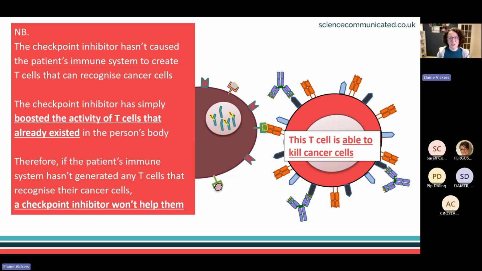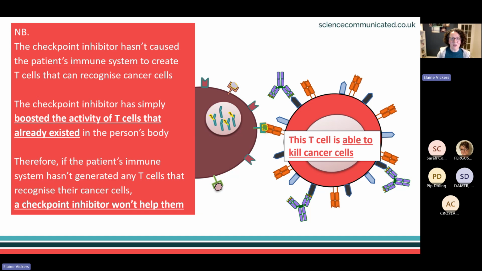But what you haven't done is help the immune system recognize that the person has cancer. You haven't created neoantigens for dendritic cells to pick up and take to T cells. You haven't done anything apart from boost the activities of cancer-fighting T cells that already existed prior to you giving that person the checkpoint inhibitor.